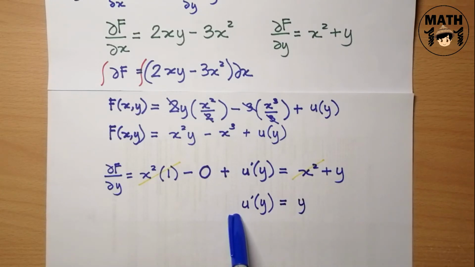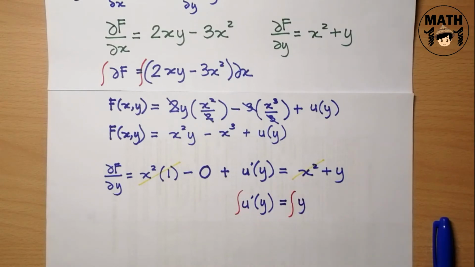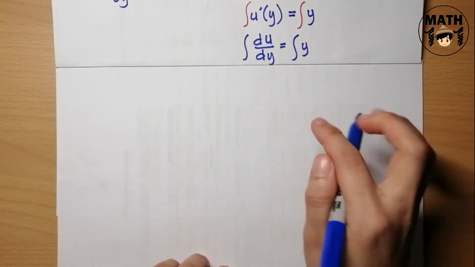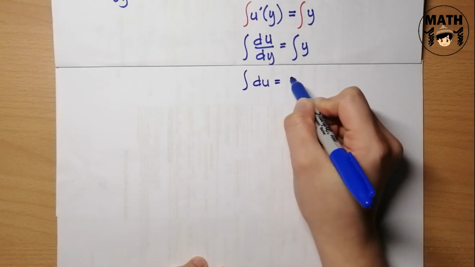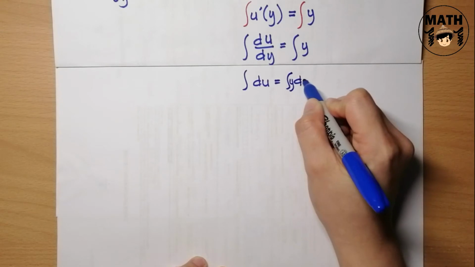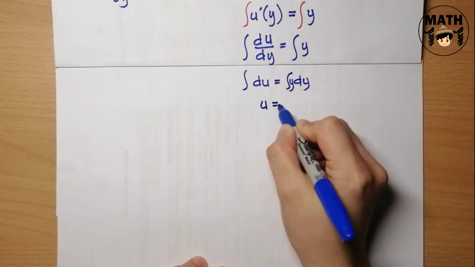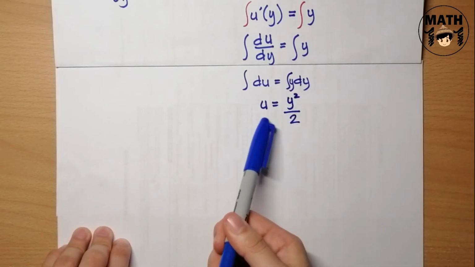Para makuha natin si u, anong gagawin natin? So again, we'll integrate. So imagine nyo to, pwede siyang isulat as the derivative of the function u with respect to y that is equal to the integral of y. So taking a look at this, para tayong merong variable, separable, na differential equation. This is y dy. So integrating both sides of this equation, we can see that u is equal to y squared over 2.